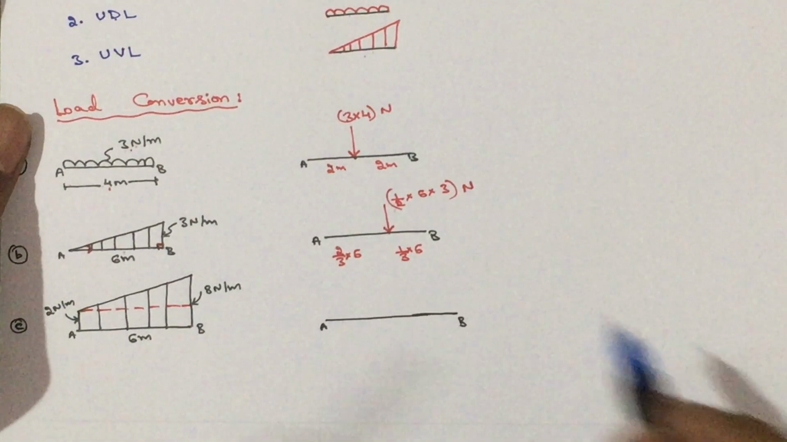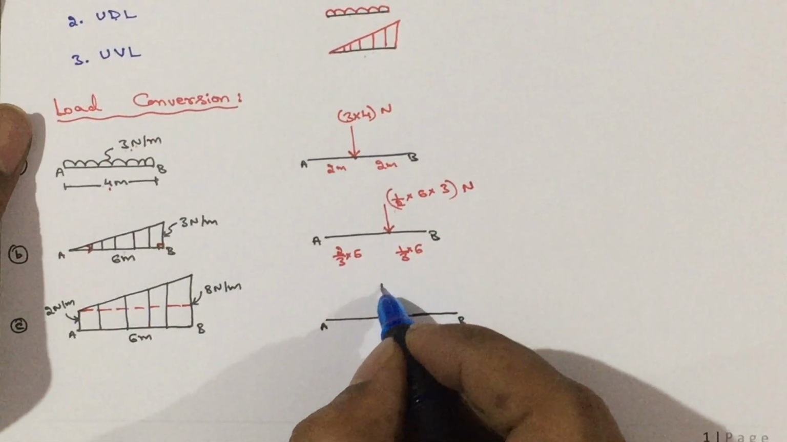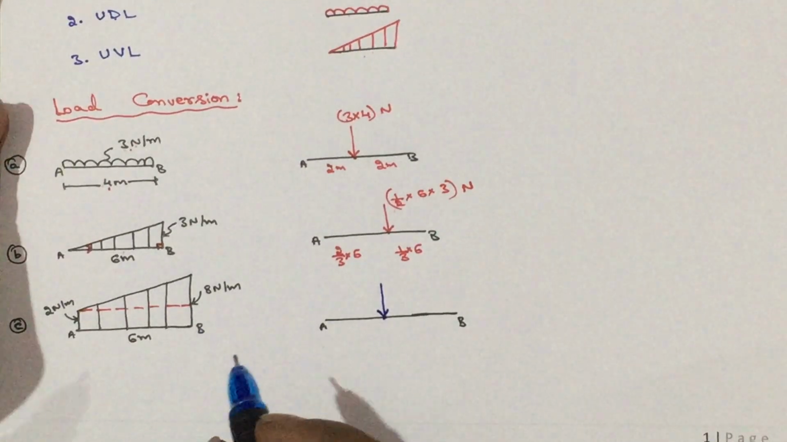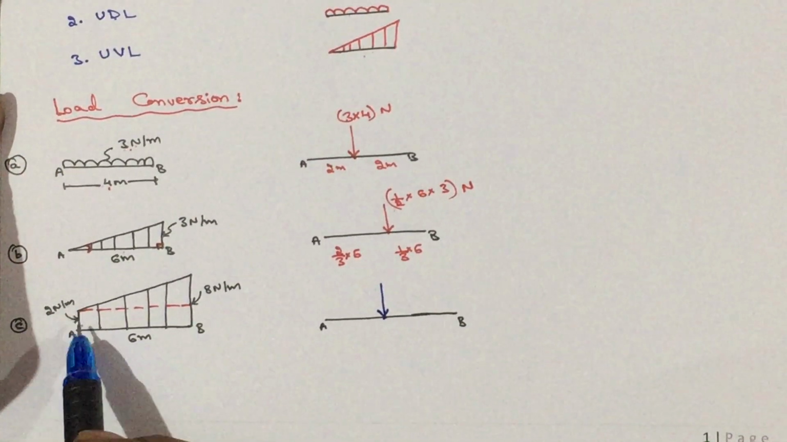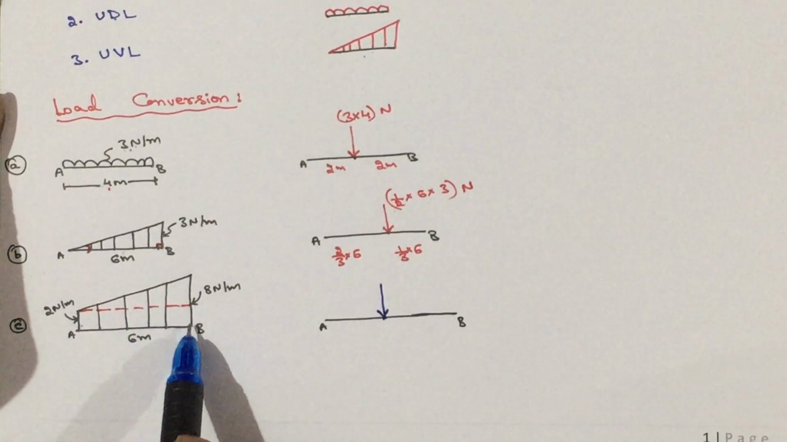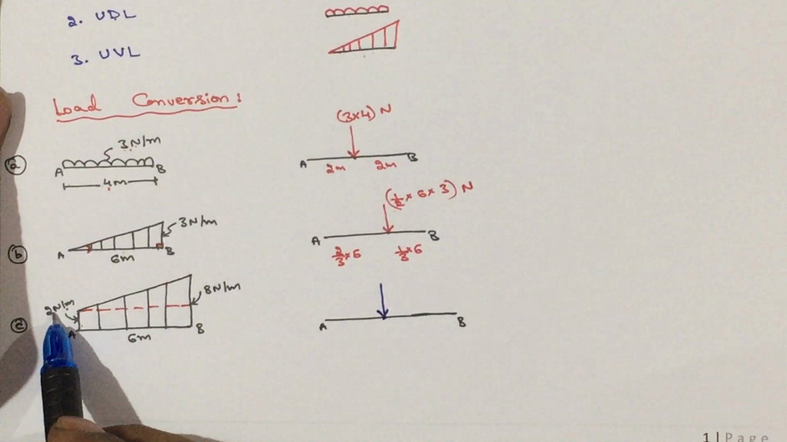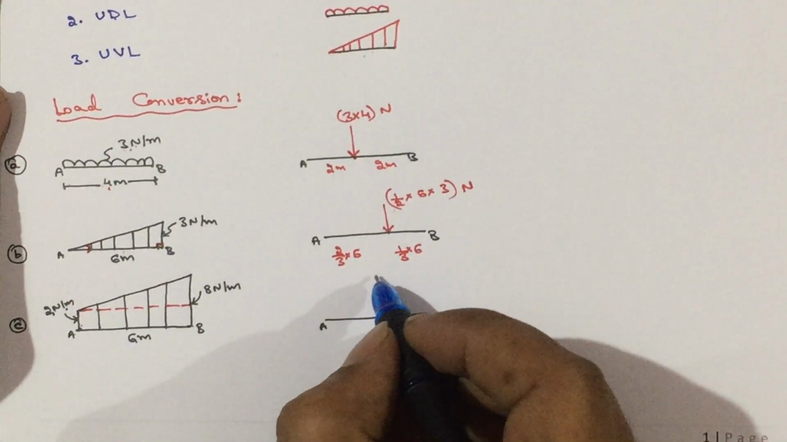Okay, I will make use of a different pen. Where it will act? At the center. So, how much it will act? Load into distance. Here the load intensity is how much? 2 Newton per meter. For UDL, only this much is the UDL. The load intensity is 2 Newton per meter. So, 2 multiplied by distance is 6. 2 into 6.